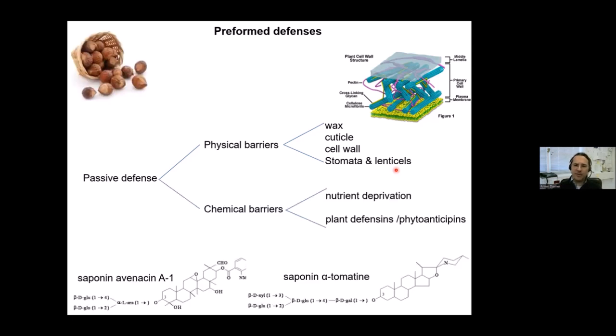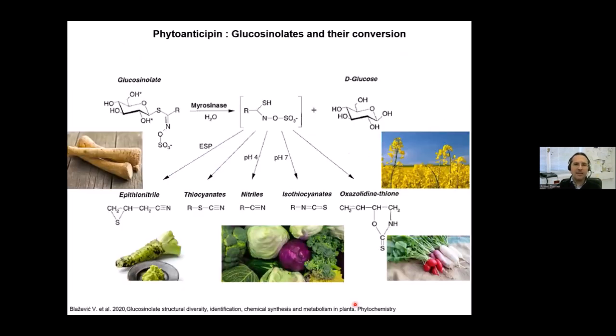And then there are chemical barriers, and you find these, for example, in this wash nut, which you can use as an alternative to washing powder. They are in the seed coat, enriched to prevent infection. They have antimicrobial activities. You find them also in oat, for example, here a structure. This is avenacin A-1 or the alpha-tomatine. These are all so-called phytoanticipins. These are chemicals which are present in advance of any attack. There are other examples of these phytoanticipins, of these chemicals which are there to prevent infection, which are antimicrobial.